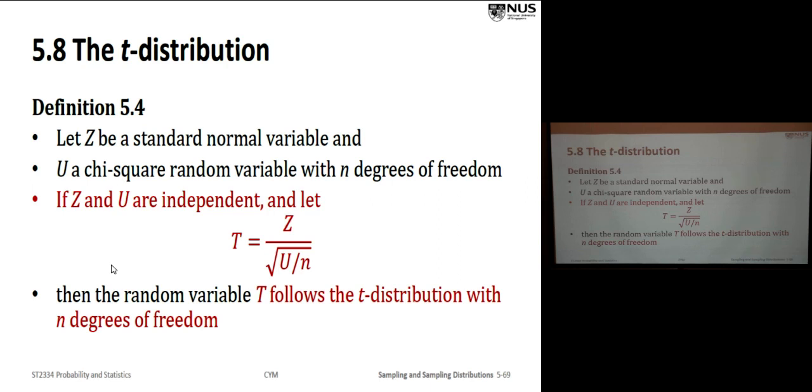Now this new random variable T is real valued. Remember Z is real valued and U is non-negative, so I can take a square root of it. So T is real valued, and this random variable on the right, which is defining T, is precisely called a random variable which is t distributed.